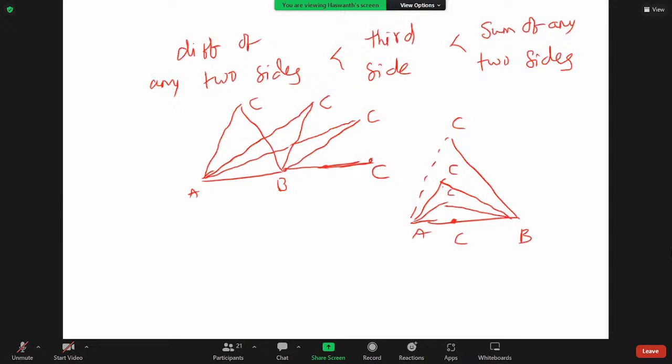Like this. So the difference of any two sides must be less than the third side, which must be less than the sum of any two sides. So whatever dimensions are following this principle, they can form a triangle. And if they are not following this principle, they cannot form a triangle. So employ this: take those dimensions and check whether they are following this principle or not.